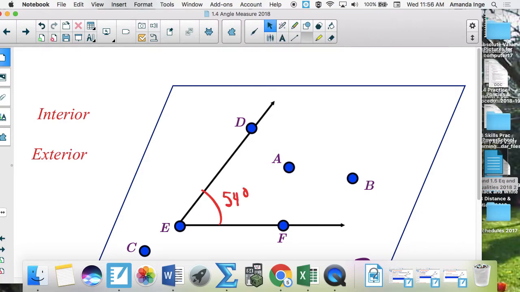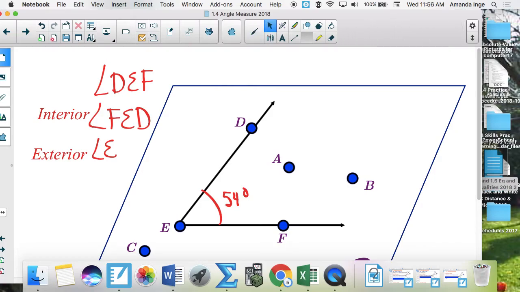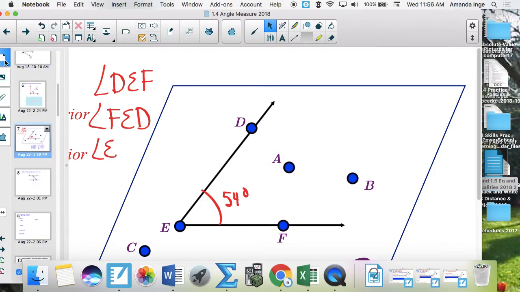Let's talk about the name of this angle. Who wants to give me the name? Angle DEF. Good job. Give me another name. FED. Angle FED. Good job.